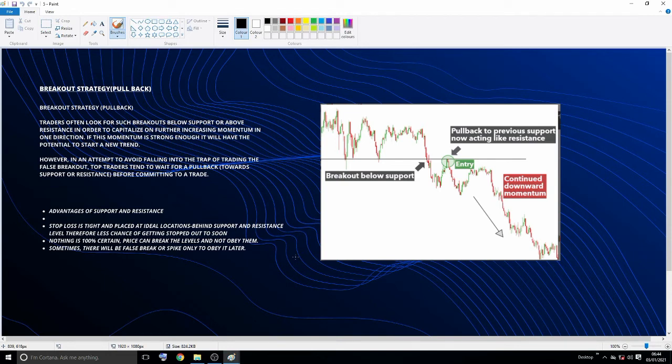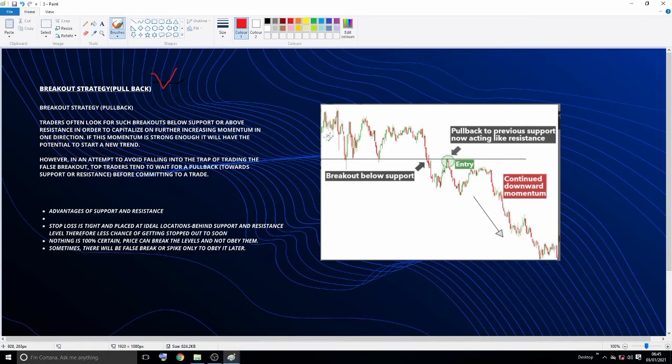Here is another strategy. This one is called a breakout and pullback. It's a breakout strategy, but it goes with a pullback. Traders often look for such breakouts below support or above resistance in order to capitalize on further increasing momentum in one direction. If this momentum is strong enough, it has the potential to start a new trend. However, in an attempt to avoid falling into the trap of trading the false breakout, top traders tend to wait for a pullback towards support and resistance before committing to a trade.